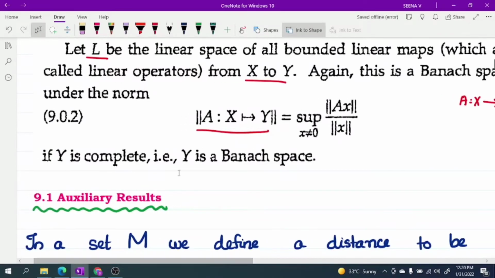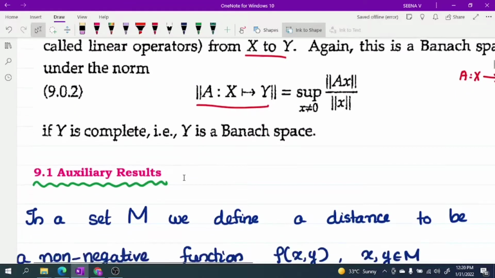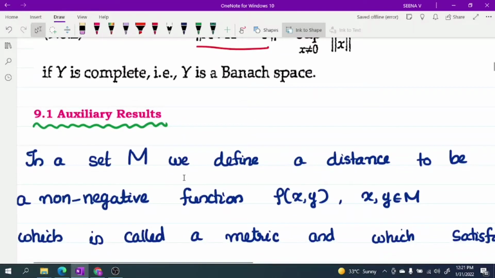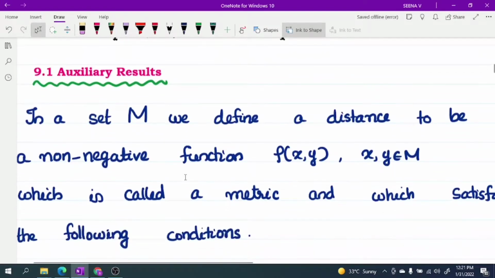Okay, and in this section we are continuing the result. We are discussing main theorems related to Banach spaces. We'll start with the next section 9.1, which discusses some basic results like the definition of a metric. Okay, now what do you mean by a metric?